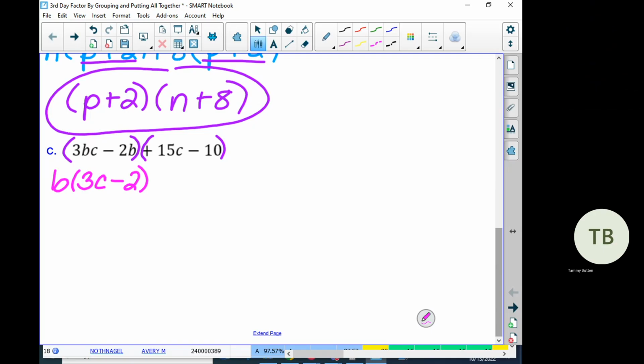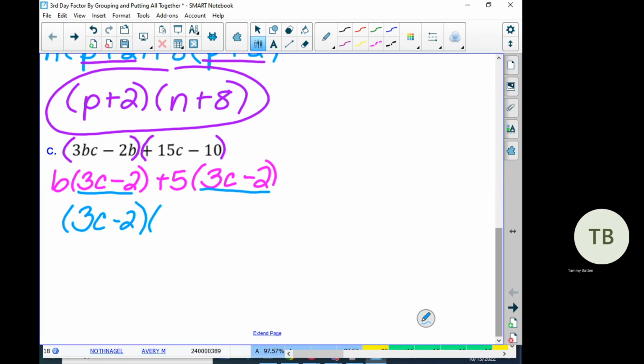And I have a 15 and a 10. So I'm going to go plus 5. I can take a 5 out of there. I have 5 times what gives me 15C? That's 3C. Minus 5 times what gives me a negative 10. So then I would need a negative 2. 5 times a negative 2 is minus 10. And again, what you're checking is, are these two the same? And if they are, you write that down once. And then what's in front of both the parentheses, which is the B plus 5, is what is the other parenthesis.